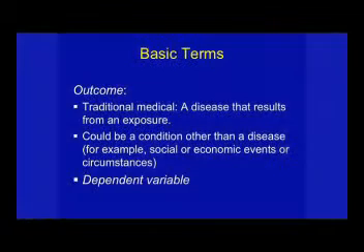Another basic term is an outcome. The traditional medical definition is a disease that results from an exposure. But just like with exposure, it doesn't have to be medical. It could be any condition other than a disease, or social or economic events or circumstances. And again, the outcome could be positive or negative, something desired or not desired. When we start to analyze this with numbers, outcomes are referred to as the dependent variable.